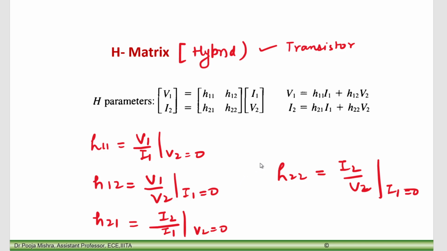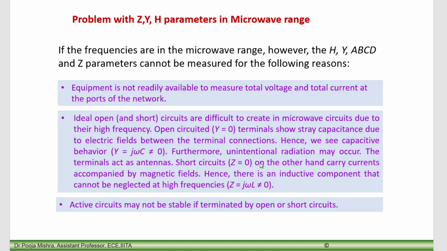So what is the problem? What will happen if we have to go into a higher frequency range, that is, the microwave range? We cannot use these parameters in the microwave range because certain problems may appear if you use the parameters Z, Y, H or ABCD in the microwave range. What are the problems? Let's discuss.